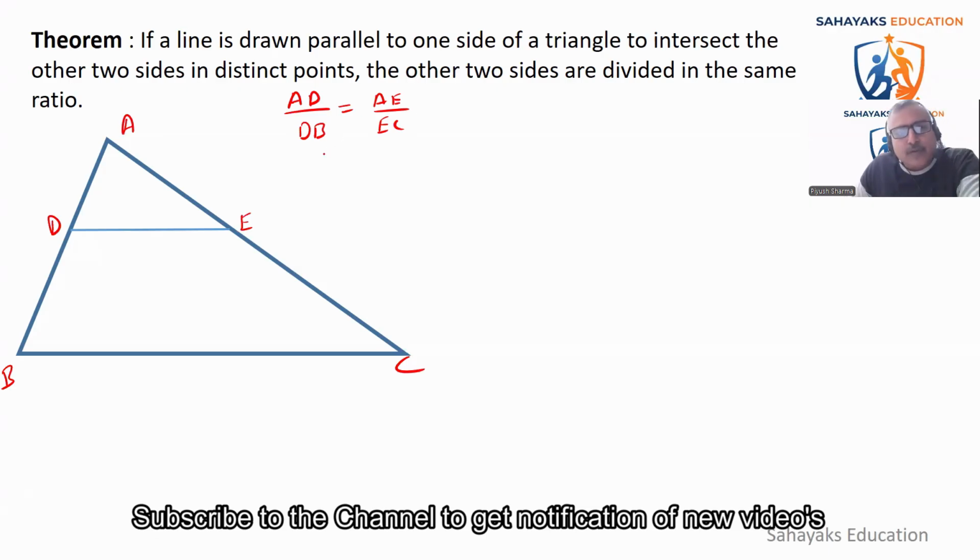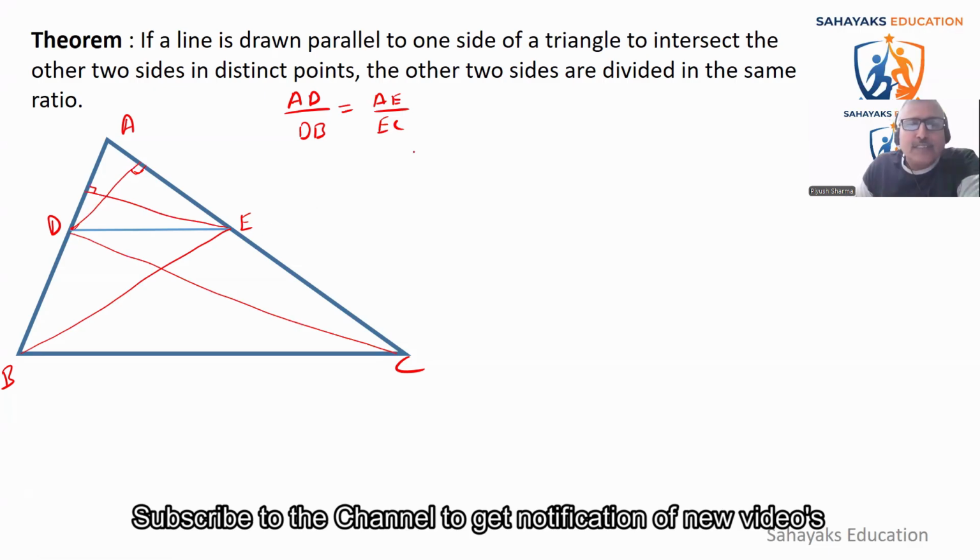Now, to prove that, we have to do certain constructions. So I'm joining the line BE and I'm joining the line DC. Also, I'm making a perpendicular from point D to AC. So this is the perpendicular. This is a 90-degree angle. And from point E, I'm making a perpendicular to AD. This is a 90-degree angle.